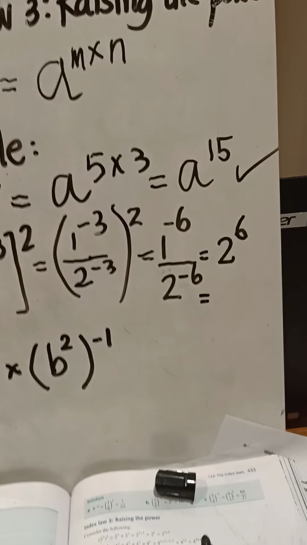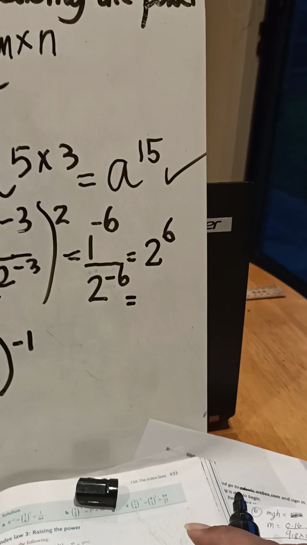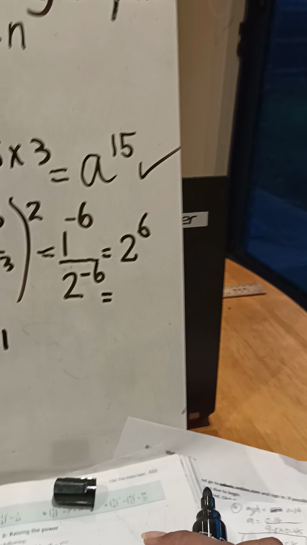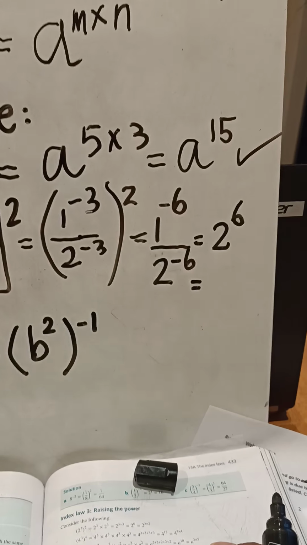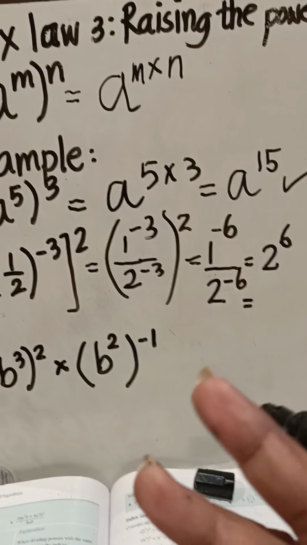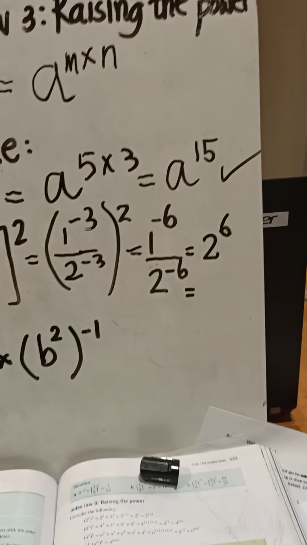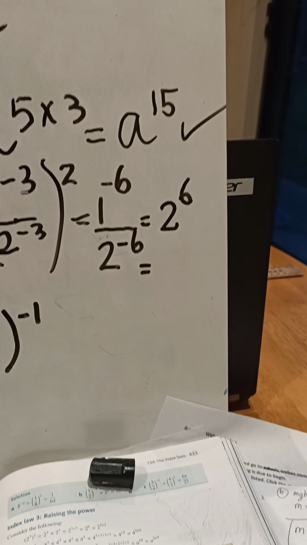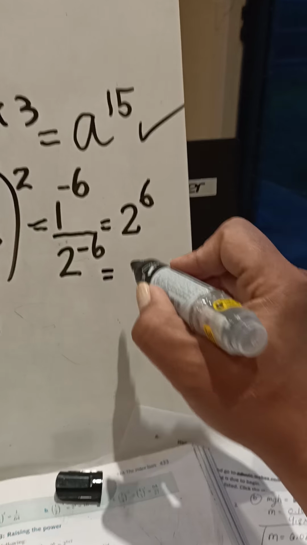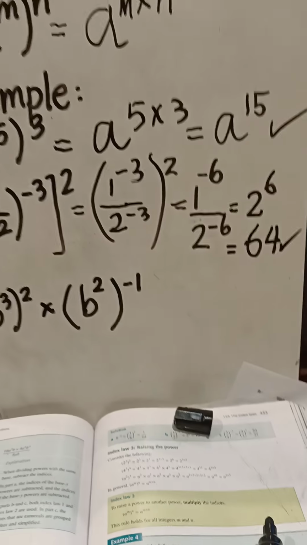Which is simply equal to, what's 2 times 2 times 2, you're multiplying 2 6 times, so what would that be? That would be 2 times 4 times 2, 8 times 16, 32, and that should be 64.